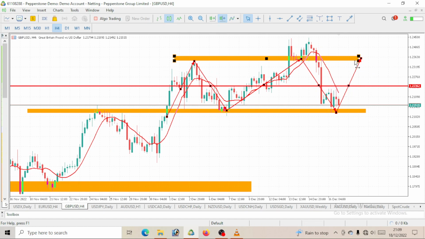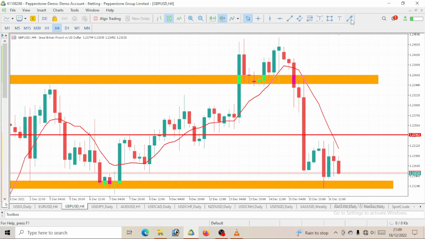Though on this 4-hour time frame, price is still trading below this moving average. So have it in mind. Maybe you can be patient enough for this price to break above this moving average. Then you can go ahead to take your buy position. It is up to you if you want to do it that way.